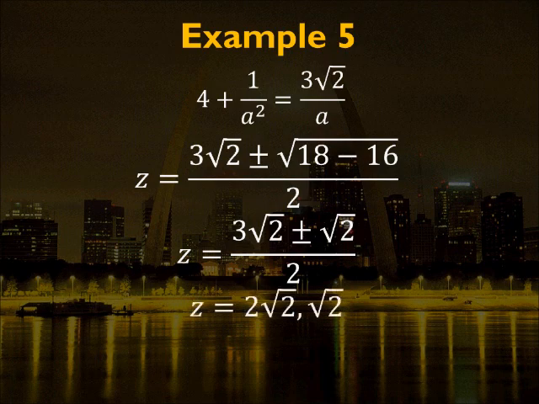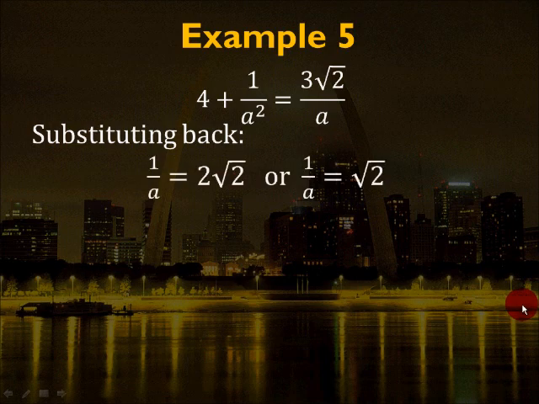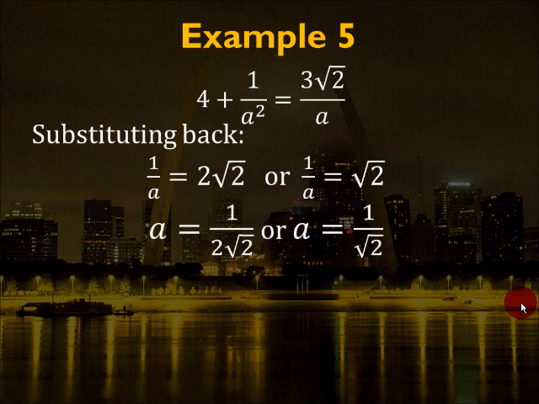So you have two different z values. Z can either equal 4 root 2 over 2, which is 2 root 2, or if you use 3 root 2 minus root 2, you get 2 root 2 over 2, which is root 2. So these are your two answers for z. Of course, you're not done yet because you have to substitute back into 1 over a. So 1 over a can equal 2 root 2 or radical 2. So a is equal to 1 over 2 root 2 or 1 over root 2.